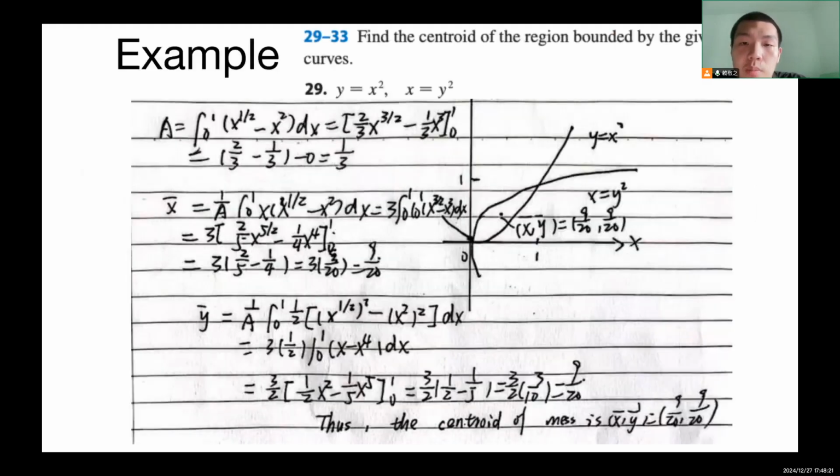Here is an example to help you understand. The first step, you need to calculate the mass, which is A, and you get 1 over 3, and through the formula I gave above, you can get x bar and y bar, and the combination of them is the center of mass. You can stop to see.